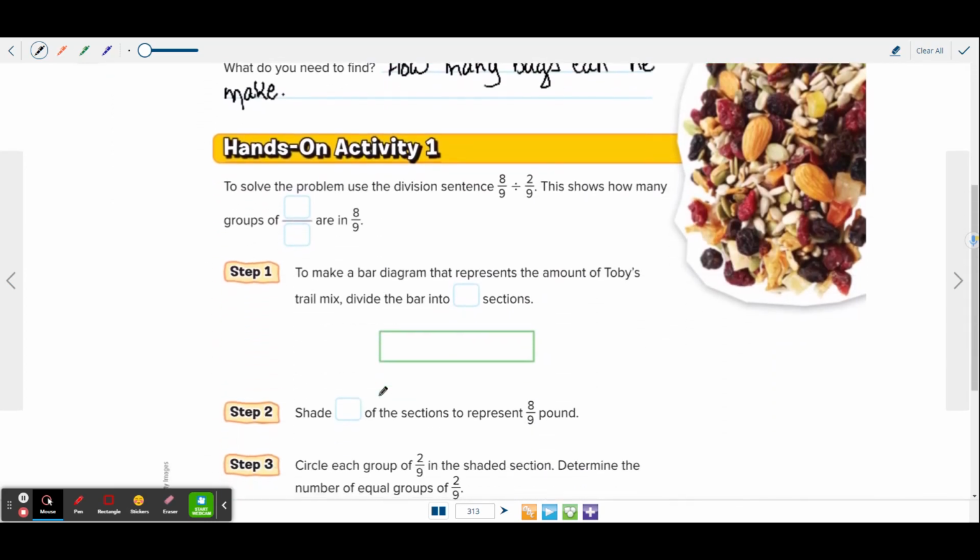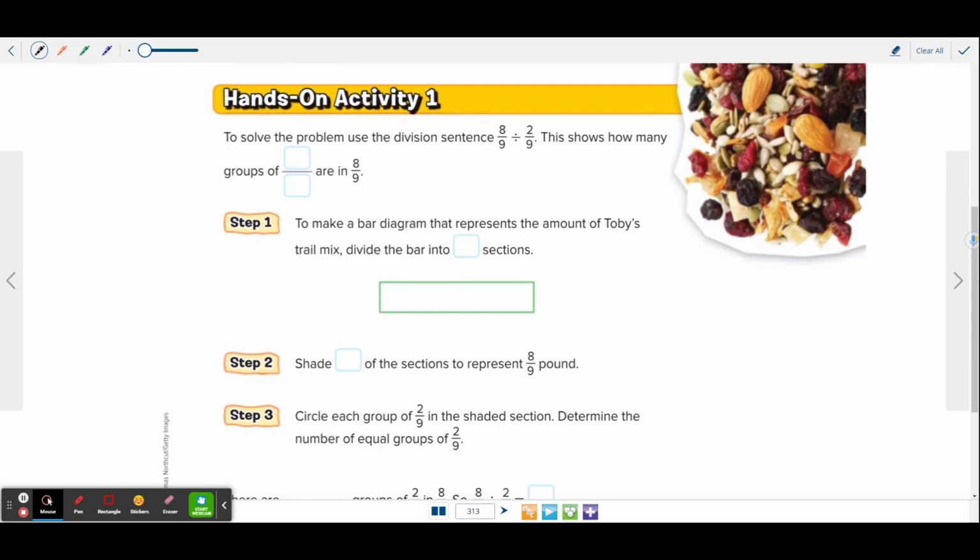Okay, so for hands-on activity 1, to solve the problem, use the division sentence, 8/9 divided by 2/9. This shows how many groups of 2/9 are in 8/9. Okay, so 8/9 is like our whole. We're cutting it into 2/9 sections. And we want to find out how many 2/9 are in 8/9.